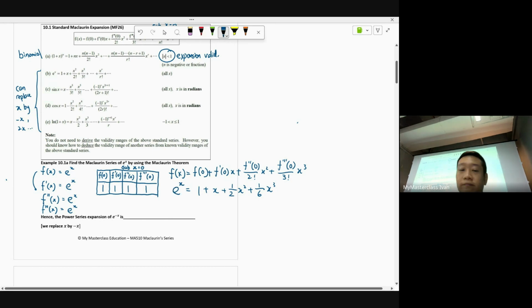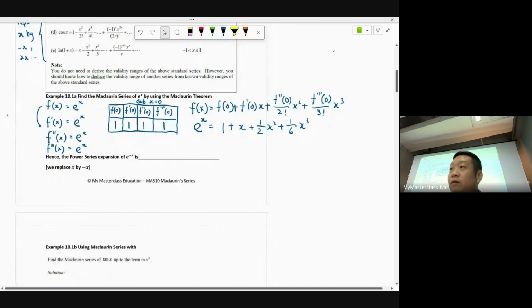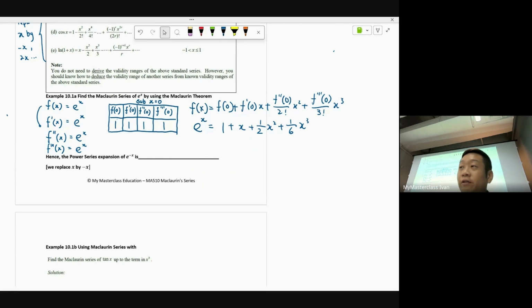Just like that. Understand? So number one, differentiate it. How many times? It depends on the question. Number two, draw the table and sub in the x value inside to find out what are your f(0), f prime 0, f double prime 0, f triple prime 0. Sometimes you need f4 prime 0, sometimes. Okay, and then just apply it into your, this guy is the Maclaurin theorem. Where is the Maclaurin theorem?